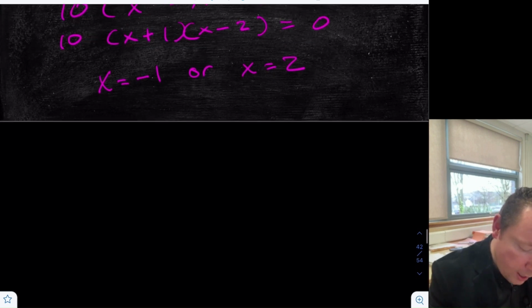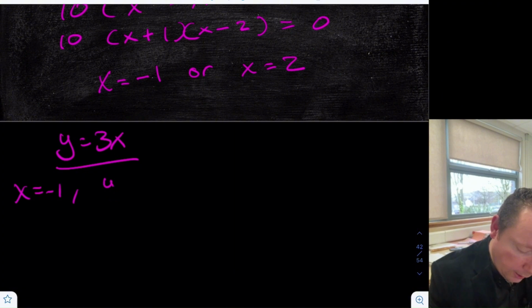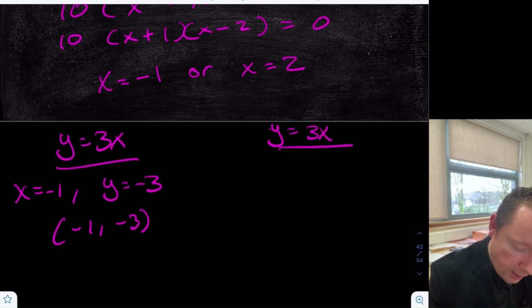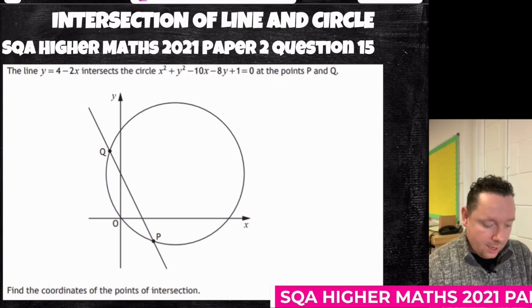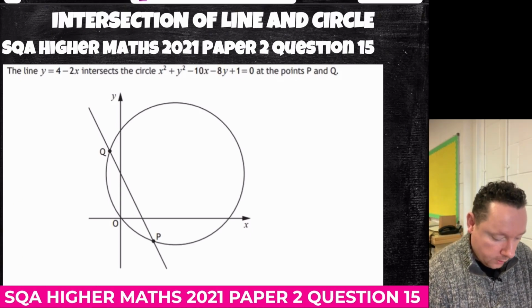So when y equals 3x, at x equal to minus 1, y equals minus 3. The point is minus 1, minus 3. And for y equal to 3x, when x equals 2, y equals 6. So our point is 2, 6. There's our 2 points of contact. And we're done there.